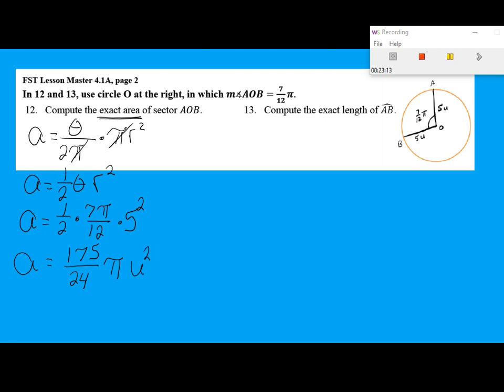So guys, moral of that story, write down your formula, simplify it, plug in the numbers. Number 13 is the same thing.